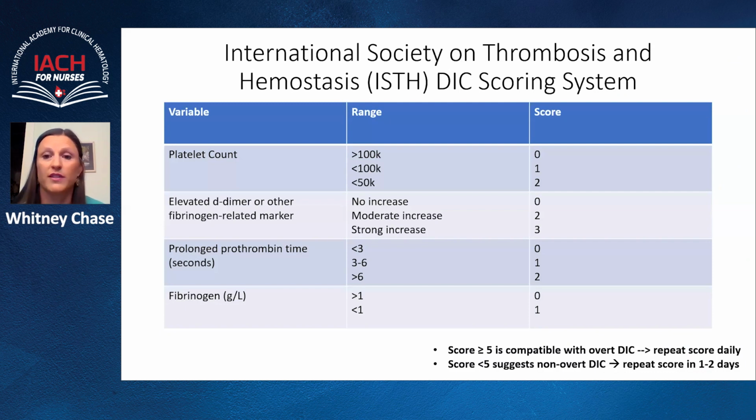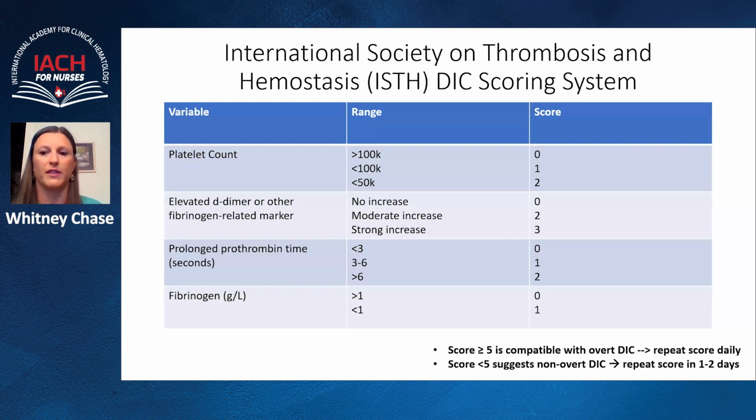So the International Society on Thrombosis and Hemostasis has developed a scoring system for DIC to differentiate between non-overt and overt DIC using pretty readily available testing that is pretty easily interpreted. So you can see here that a lower platelet count, a higher D-dimer, longer PT time, and lower fibrinogen level is going to get you a higher score.